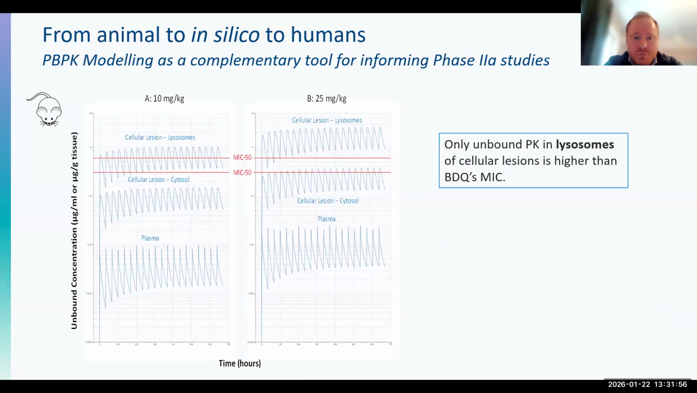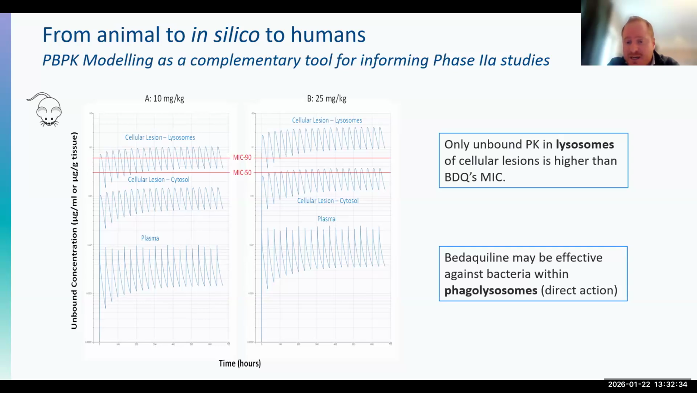Another interesting fact that we found was in preclinical species, in this particular case in mice. In this figure you can see the free concentrations versus time in mice after the administration of either 10 milligrams per kilogram or 25 milligrams per kilogram of bedaquiline. A really interesting finding was that only unbound concentrations in lysosomes of cellular lesions are above the compound's MIC values. The free concentrations in plasma or in cytosol of cellular lesions are below its MIC value.